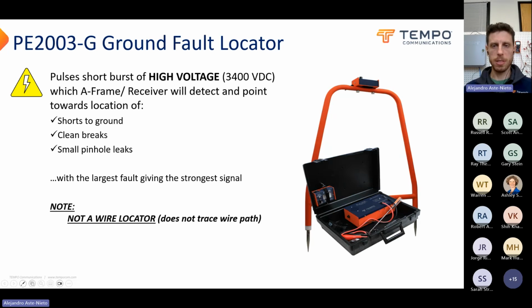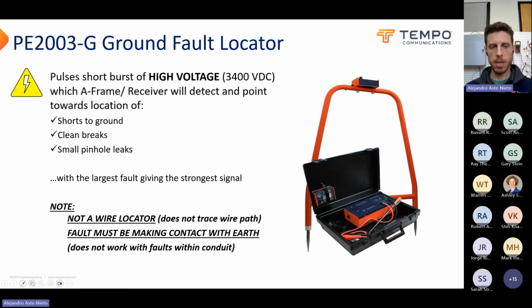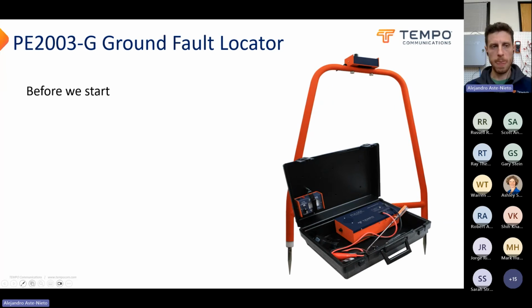But just know that this does not locate the wire path, and you're going to want to know the wire path when using the ground fault locator, or else it's going to be very difficult to pinpoint a fault. Not only that, but the fault has to be making contact with dirt. So for any wiring that's in a conduit, that conduit is just blocking the signal at the fault. So just keep that in mind.